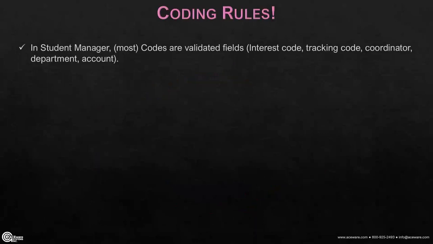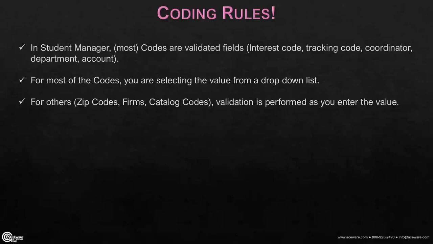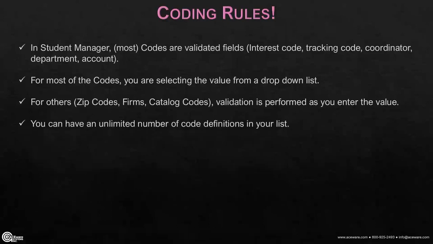So, coding rules. In Manager, the fields we talk about as codes are primarily validated fields. That is, you have the little drop down next to them or list: interest code, tracking code, coordinator name, department account. For most of the codes, you can select a value from a drop-down list. For others, you type in a value and the validation is tested as you leave that field, like zip code lookup, firm lookup. You generally can have an unlimited number of code definitions in your list.